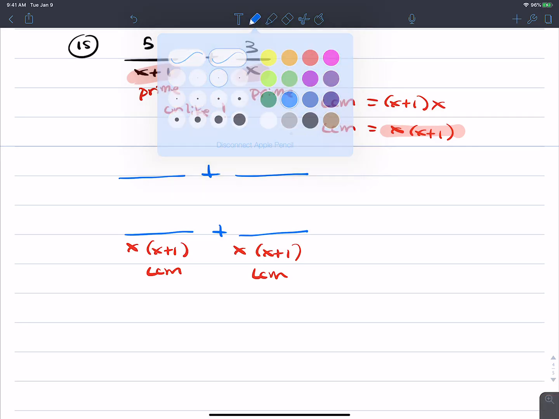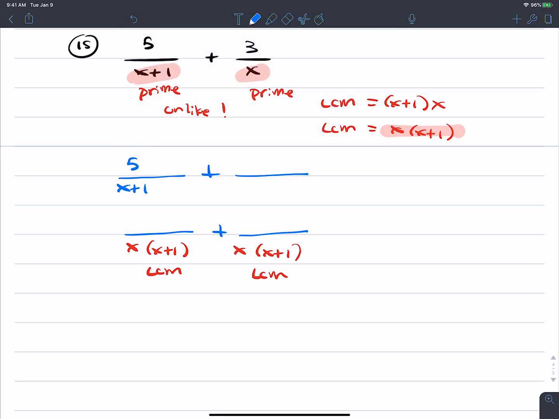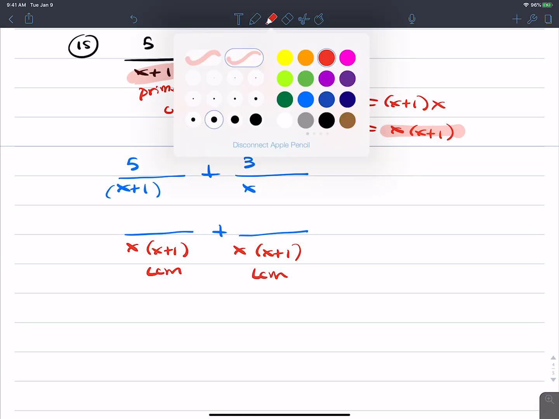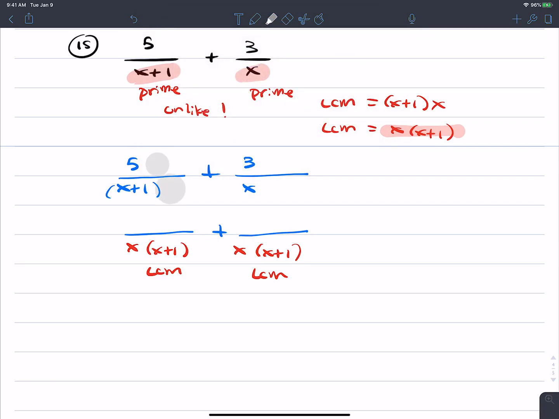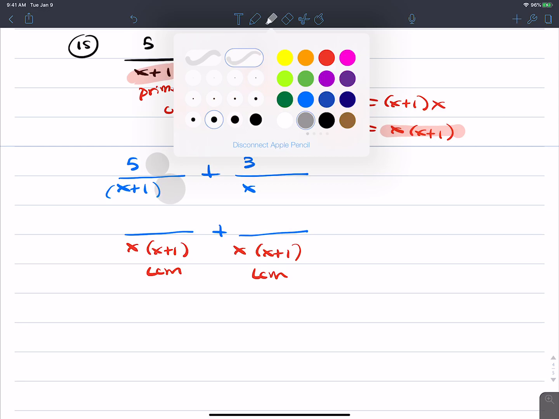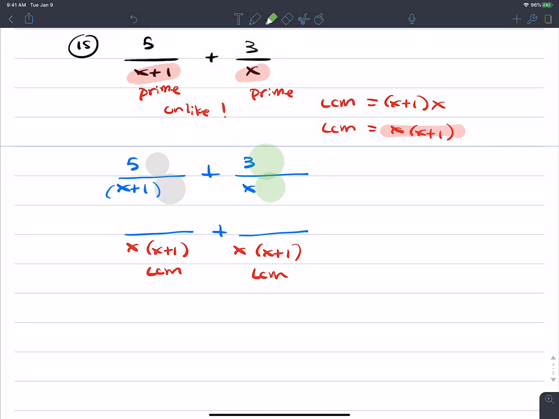So let's copy what we have here. We have 5 over x plus 1, 3 over x. We're going to have to find what to multiply my 5 by and my x plus 1 by, and what to multiply the 3 here and the x by, in order to get the LCM on the bottom here. So notice, x plus 1 times something else. Well, we already have x plus 1 times x, so that has to be an x, top and bottom now. For the x, we got the x times an x plus 1, so this has to be x plus 1, top and bottom.